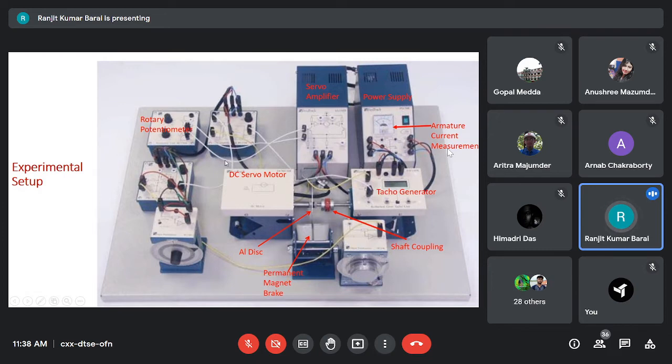And a PID controller is not shown over here. I think it's a pre-amplifier. I cannot read it. This is the servo amplifier. The output from the controller is fed to the servo amplifier, and that servo amplifier gives power supply to the servo motor armature. So the control signal is amplified by the servo amplifier, and it supplies the DC servo motor. And the servo amplifier takes power from the power supply.